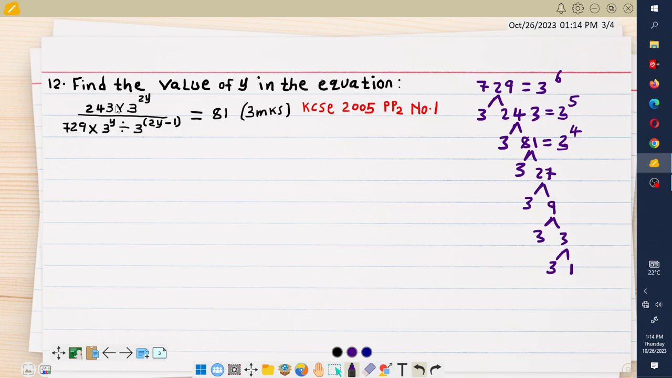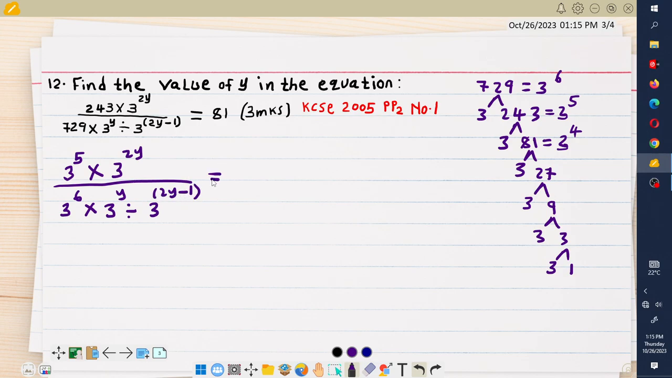Then we also have on the question 243, 3, 3, 81. Yeah, those are the only values that we have on the question. So if I substitute, 243 will be 3 to the power of 5. So I can rewrite this as 3 to the power of 5, which is our 243, then multiplied by 3 to the power of 2y, then divided by 729, which is 3 power 6. So this is 3 to the power of 6, then multiplied by 3 to the power of y, then divided by 3 to the power of 2y minus 1. Then the whole thing is equal to 81, which is 3 to the power of 4.